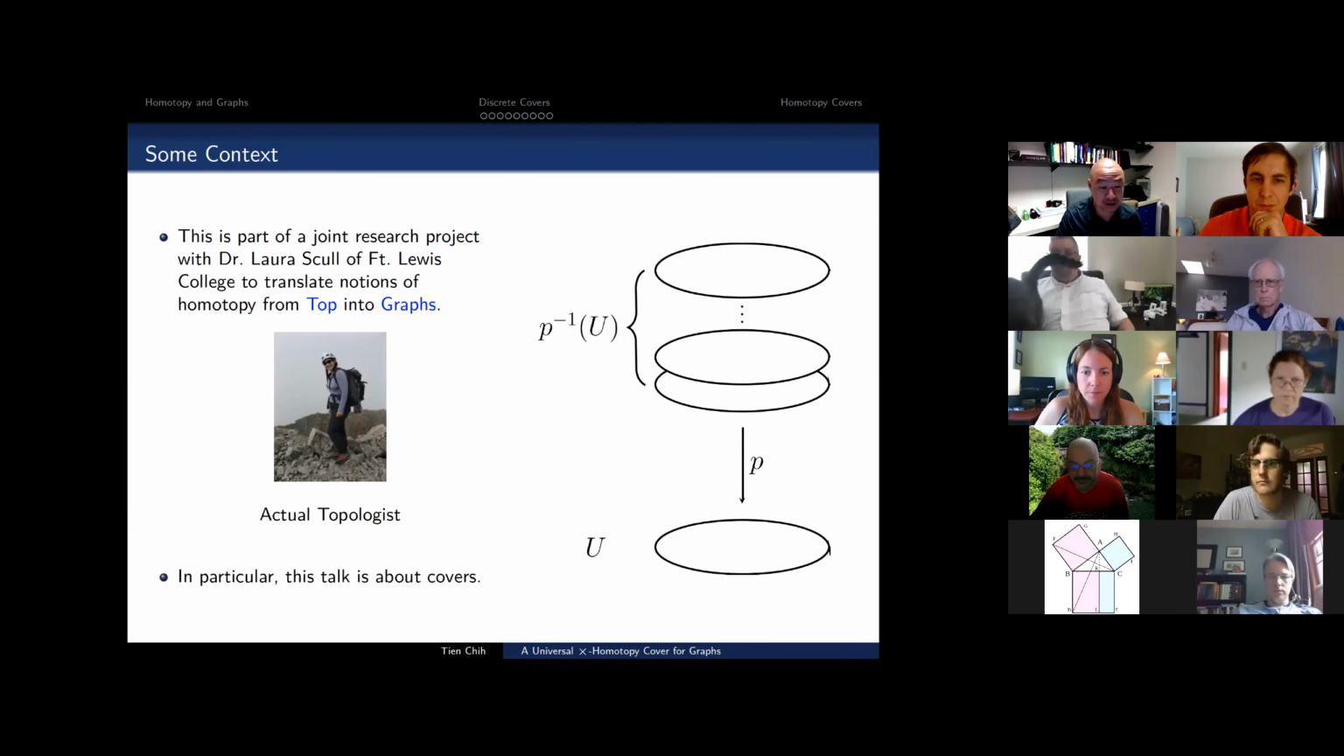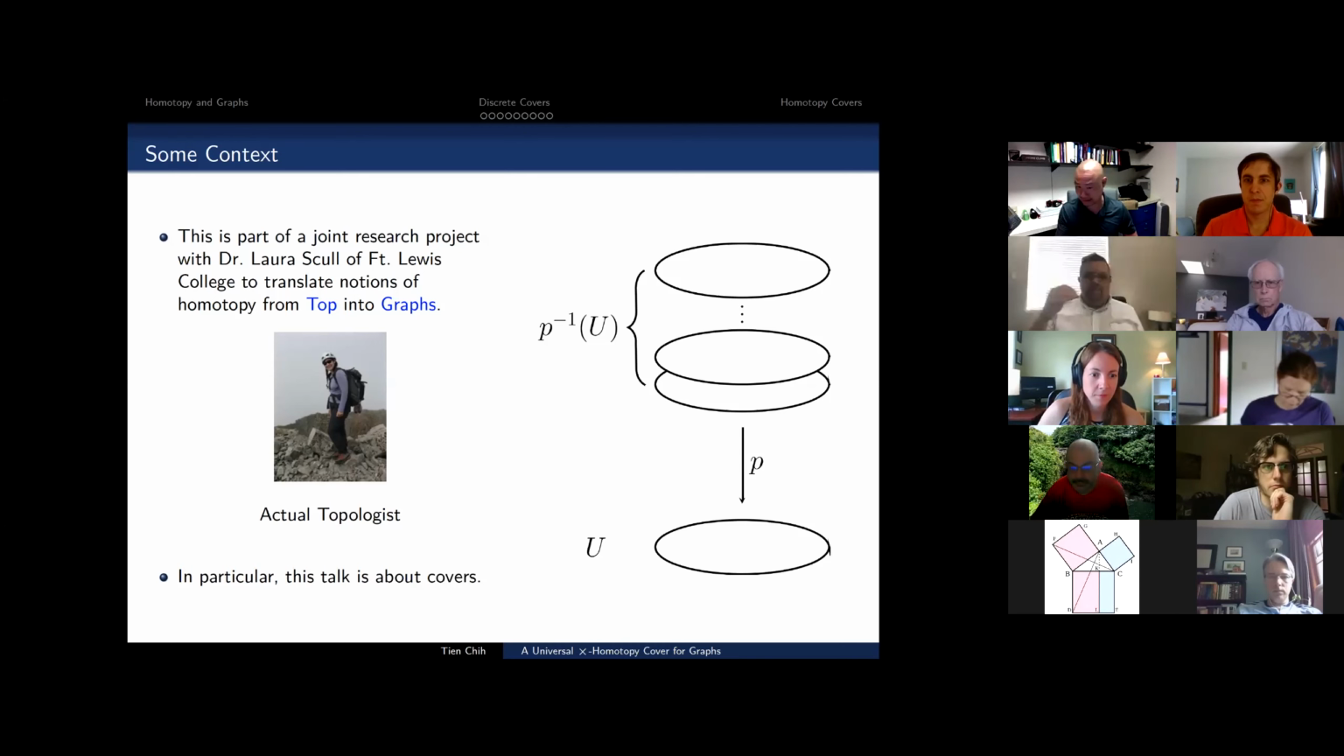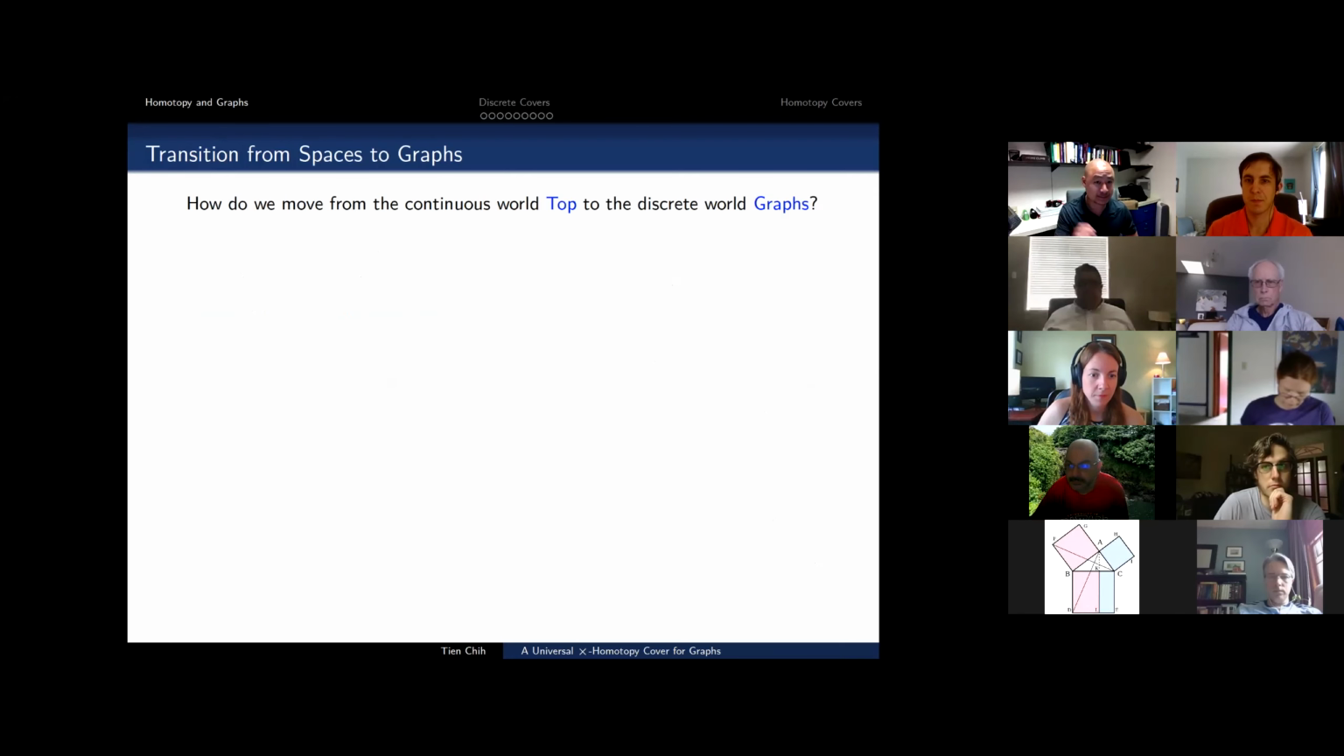Now, in particular, in this talk, we're going to be talking about covers. So we're going to be talking about covering spaces and universal covering spaces. If you're familiar with that from top, then that's good. If not, we won't need a lot of background there because we'll be talking about what these things look like in graphs anyway.